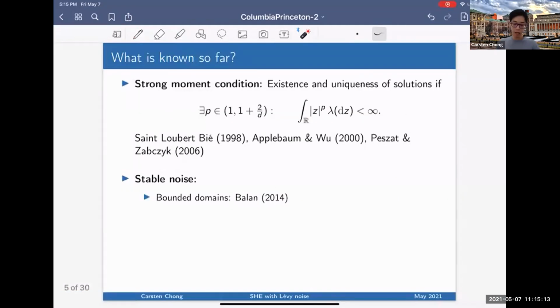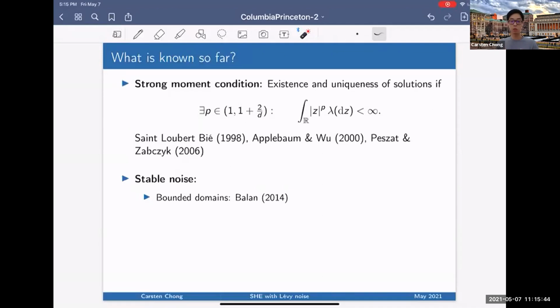Now, what do we know for a stable noise? A first paper in that direction was a paper by Raluca Balan in 2014, where she proved, again, existence and uniqueness of solutions, but on bounded domains instead of R^d. With bounded domains, if you're working on a bounded spatial domain, locally in time, you only have finitely many big jumps. That's a property of a Poisson point process.